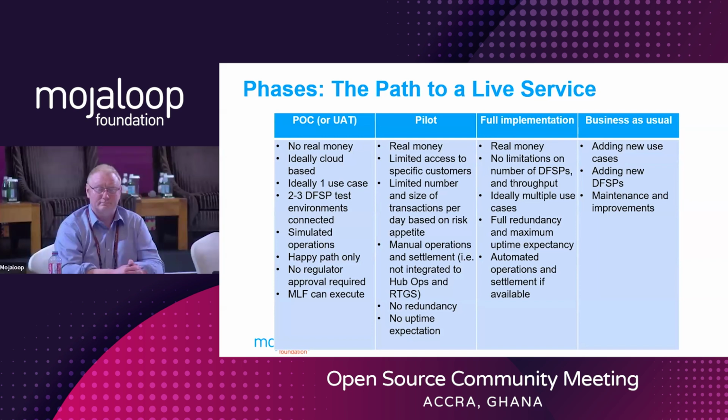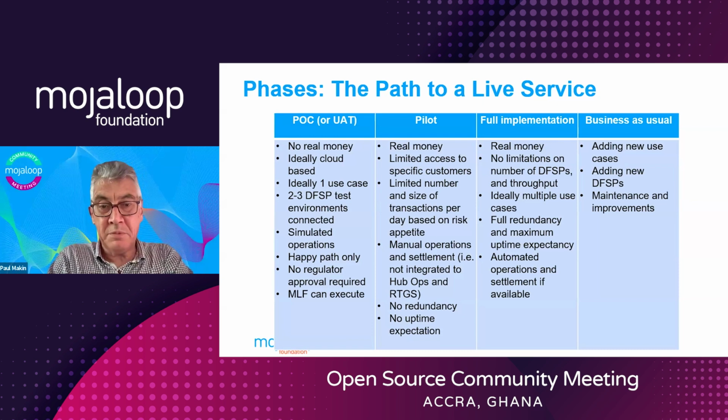Once that gate is passed, we can move on to full implementation. At this point, we expect that the regulatory approval has been received. It's real money, real rails. So full security, full redundancy, maximum uptime expectancy, no limitations on the number of DFSPs, a limited number of use cases to begin with, but at least two or three.